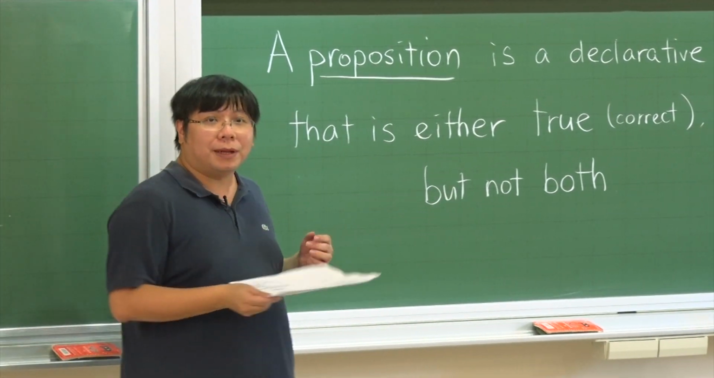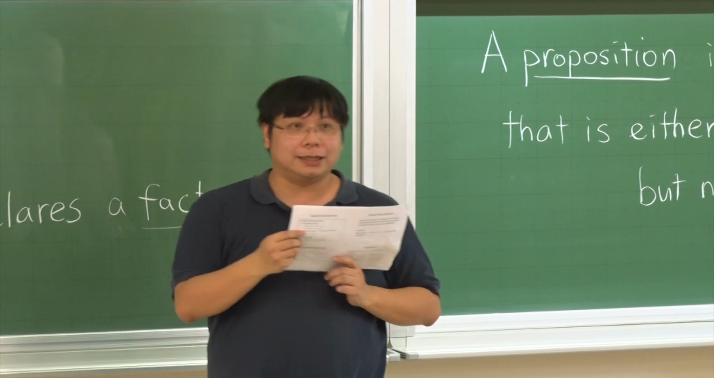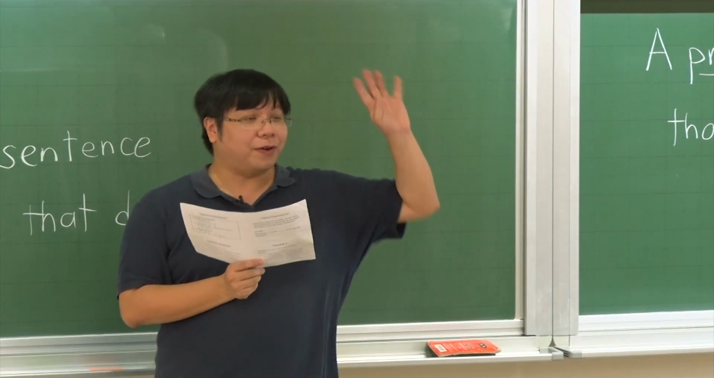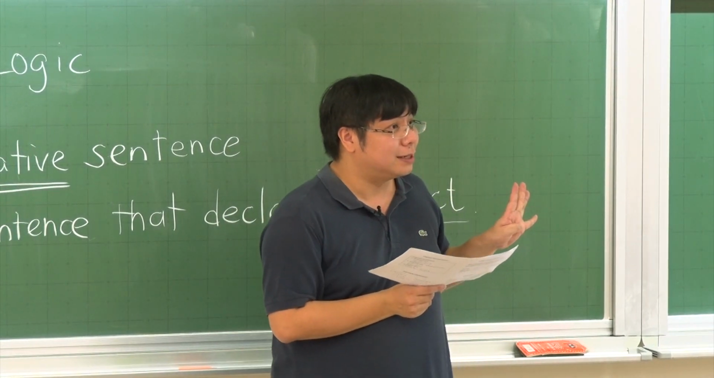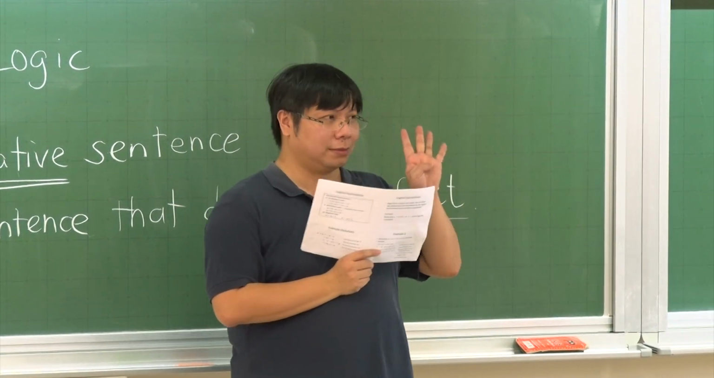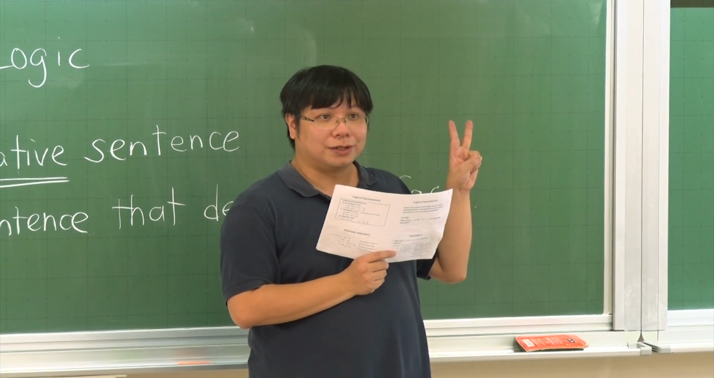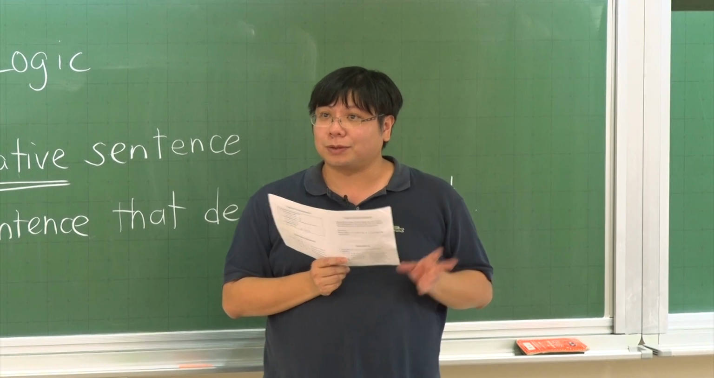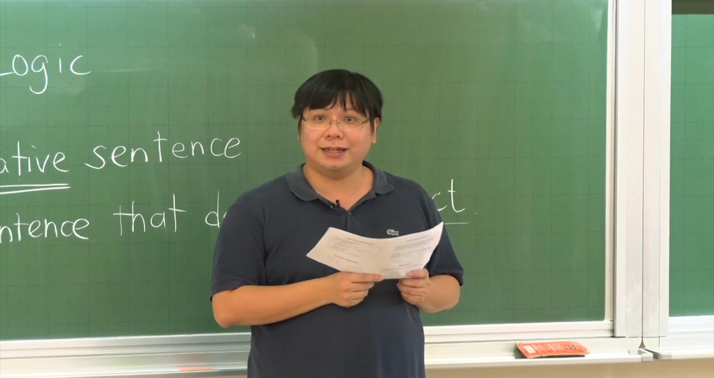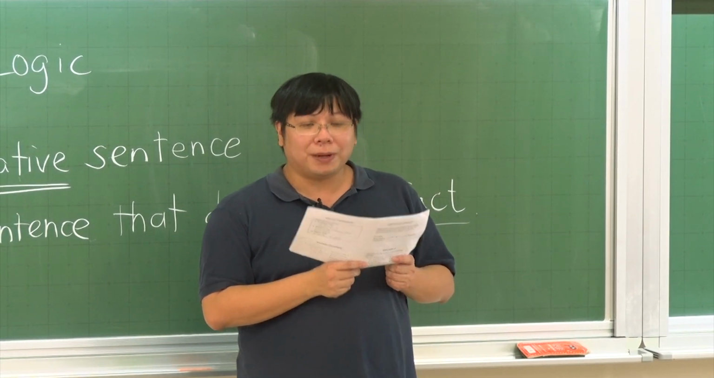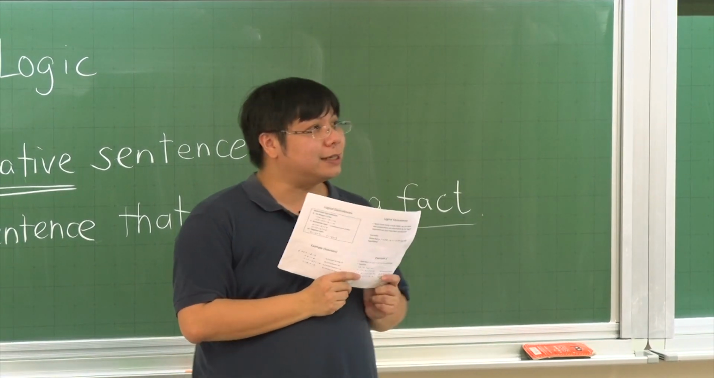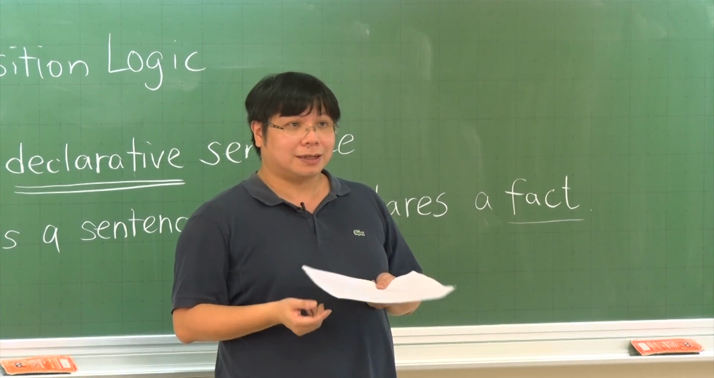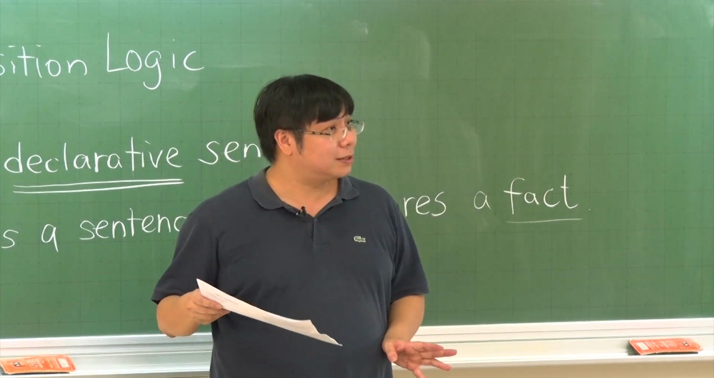For instance, 1 plus 1 is equal to 2. Then this is a proposition. First of all, this is a declarative sentence, right? And you know that 1 plus 1 is equal to 2. So this is a true declarative sentence. So we call it a proposition. 2 plus 2 is equal to 3 is also a proposition. But this time it is a false declarative sentence, a false proposition.